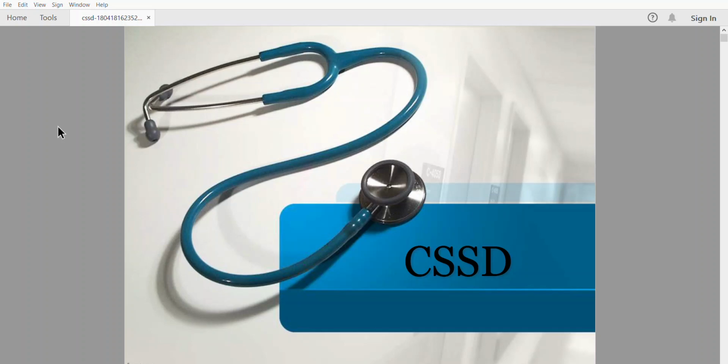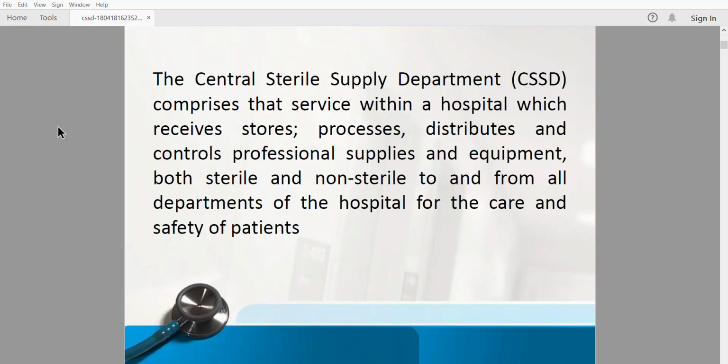In this video, we will be seeing about the CSSD department. So what is CSSD? It is the Central Sterile Supply Department, which comprises services within a hospital that receive, store, process, distribute and control professional supplies and equipment, both sterile and non-sterile, to and from all departments of the hospital for the care and the safety of the patients.